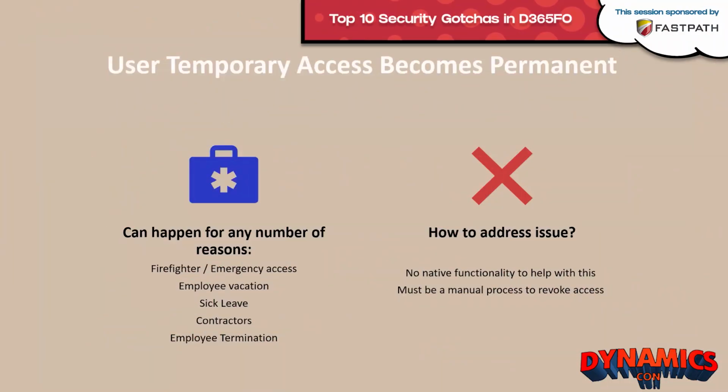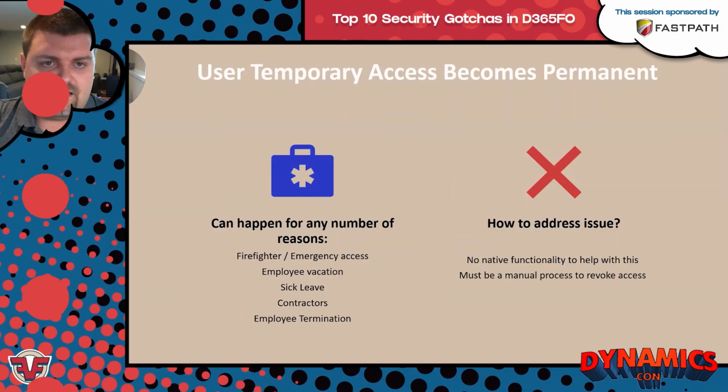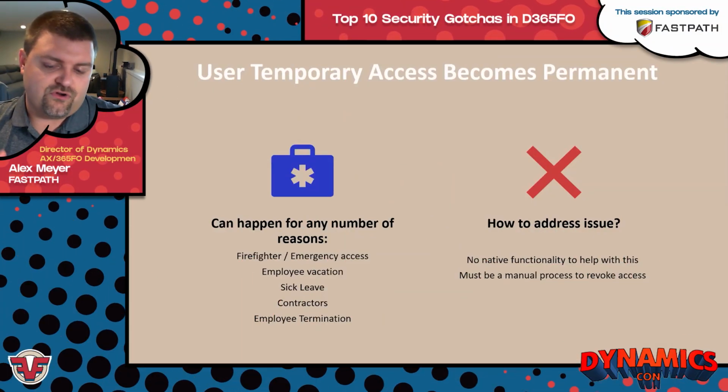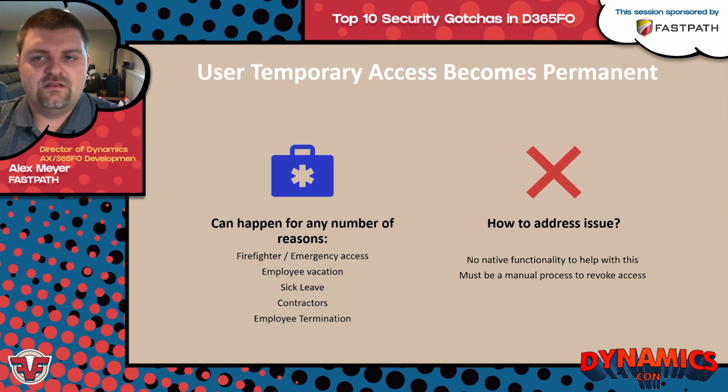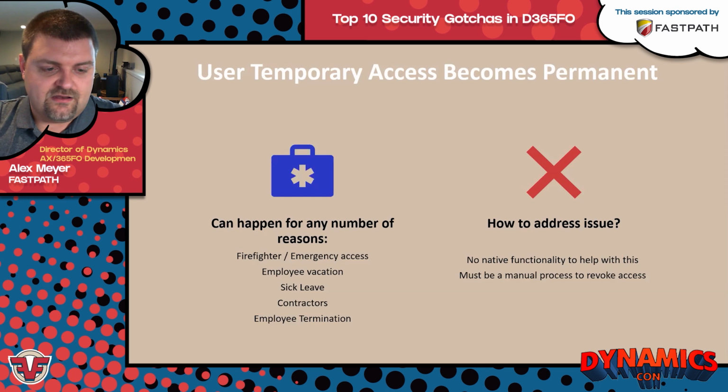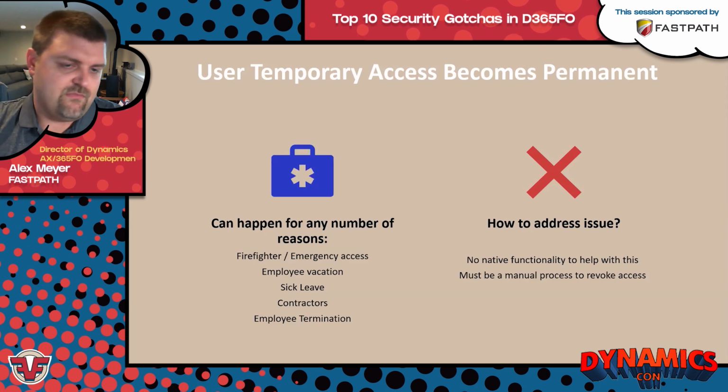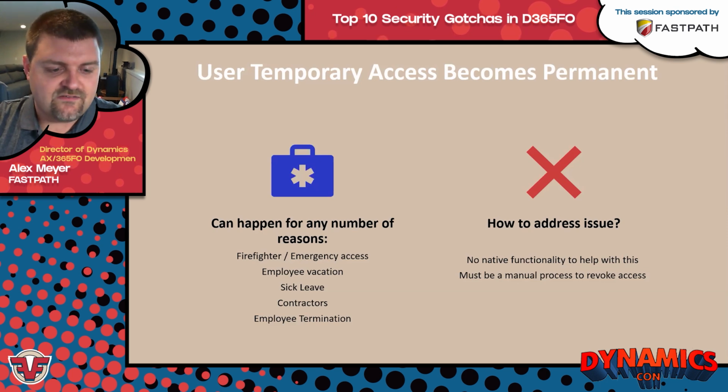The next security gotcha, and one that happens quite often again, is this idea that your temporary users are assigned temporary access for whatever reason, that ends up becoming permanent. Obviously, temporary access can happen for any number of reasons, right? If you have a firefighter emergency access need, then the user needs to be elevated and maybe their access doesn't get taken away. Employee vacation, where somebody else has to cover for them. Same thing for sick leave.